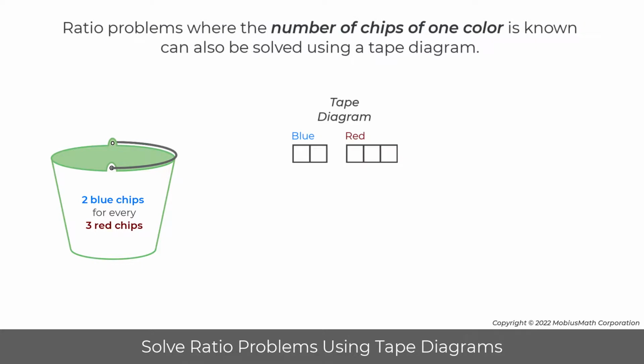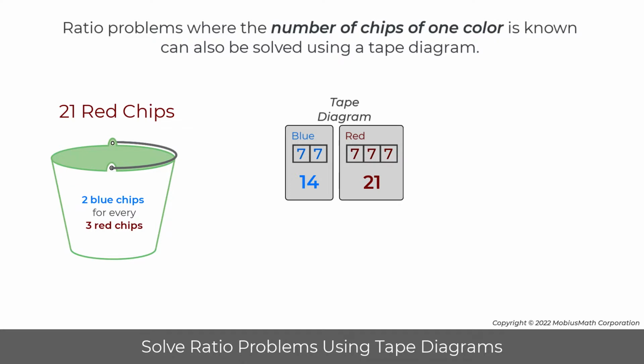Ratio problems where the number of chips of one color is known can also be solved using a tape diagram. For example, a bucket with 21 red chips has a ratio of 2 blue chips for every 3 red chips. In the tape diagram, the 21 red chips are divided by 3 squares for red chips to get 7 chips per square. Since each square in the tape diagram must represent the same number of chips, the 2 squares representing blue chips have 7 chips each for a total of 14 blue chips. This tape diagram also shows that there is a total of 35 chips in this bucket.